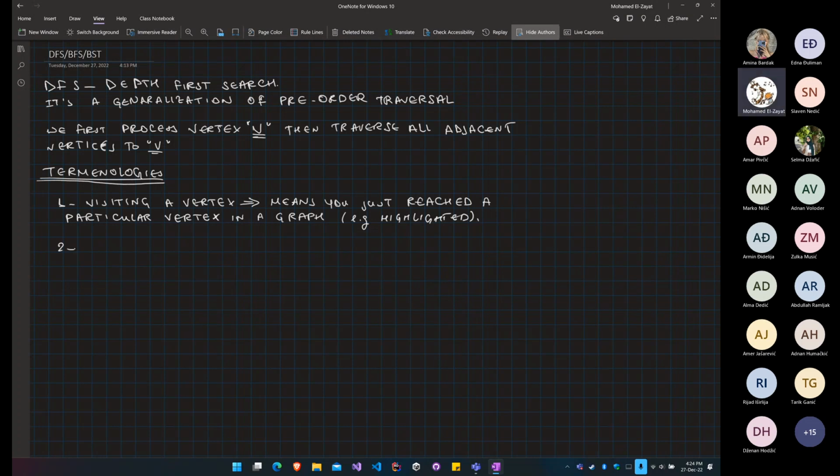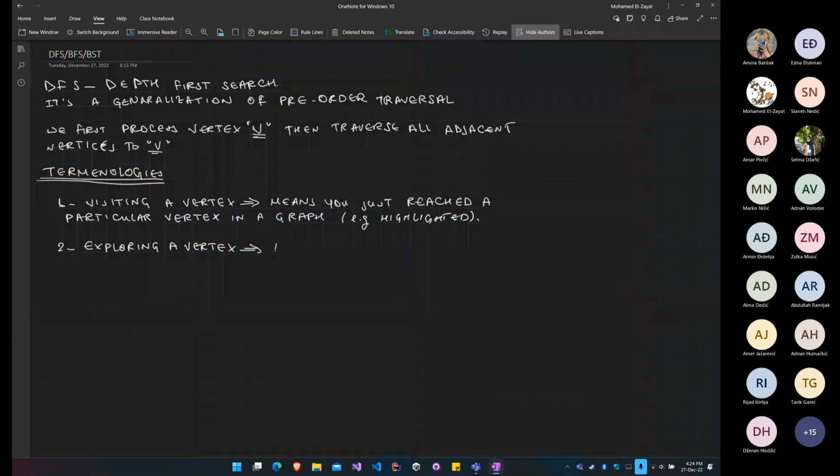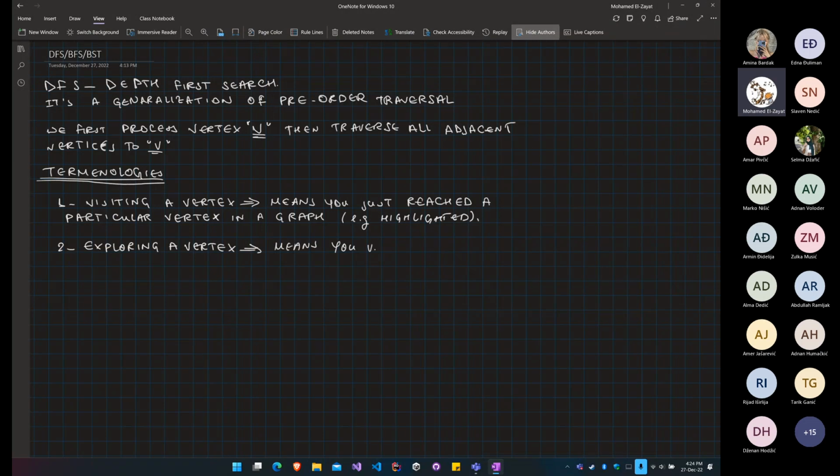Exploring, that's another one. Exploring a vertex means you visit all adjacent vertices of a specific vertex.